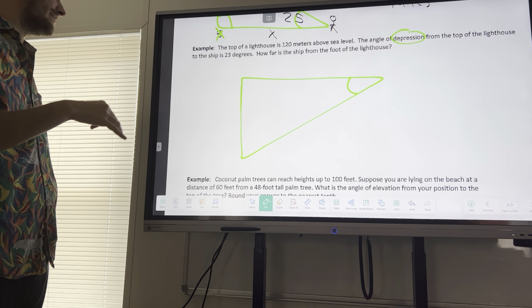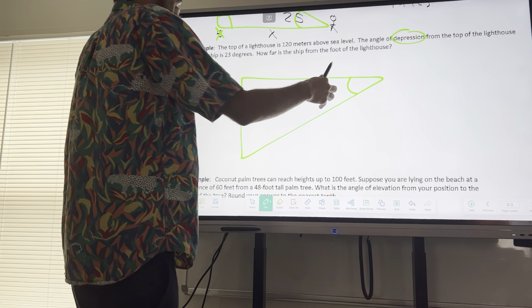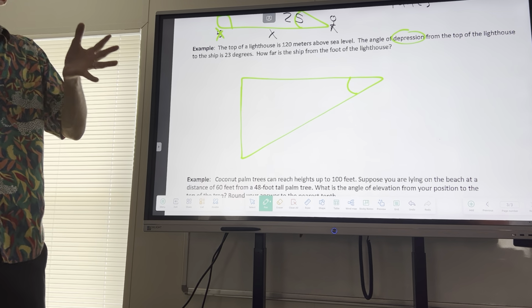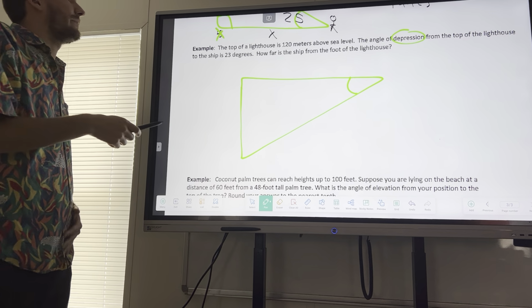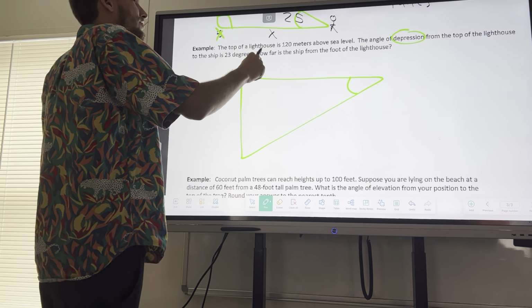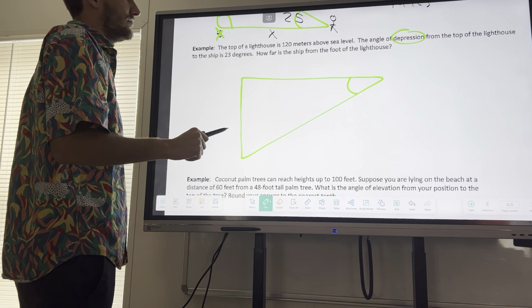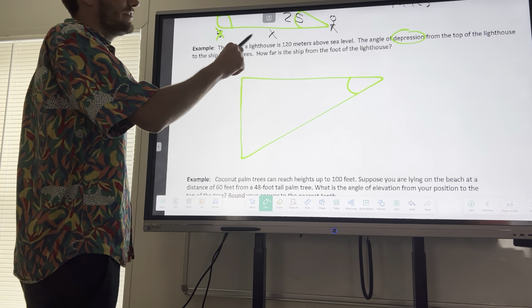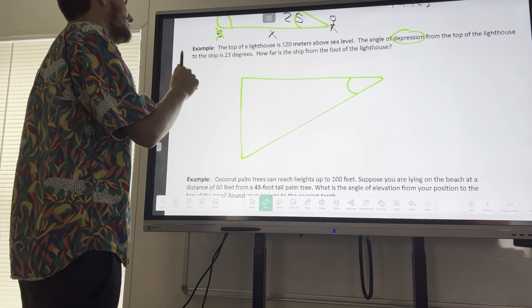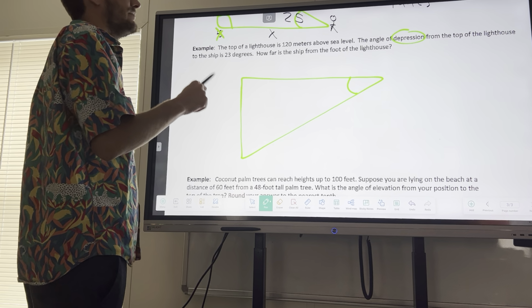And now I'm gonna look at my numbers. This time I get 120, 23, and I don't get another one. So I shouldn't have to do any of that kind of combination stuff I had to do last time. The top of a lighthouse is 120 meters above sea level. The angle of depression from the top of the lighthouse to the ship is 23 degrees. How far is the ship from the foot of the lighthouse?